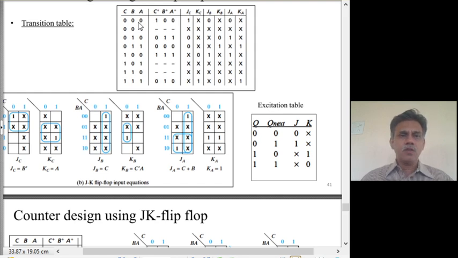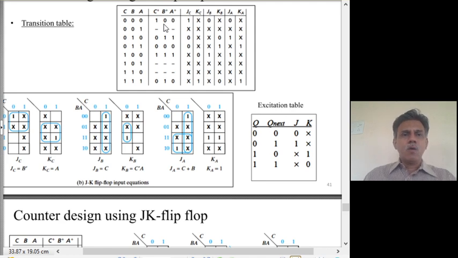So from 0 0 0 we go to 1 0 0. This state is not there, and therefore we don't care where we go. From this state we go to 0 1 1 and so on. So this is the present state and this is the next state.